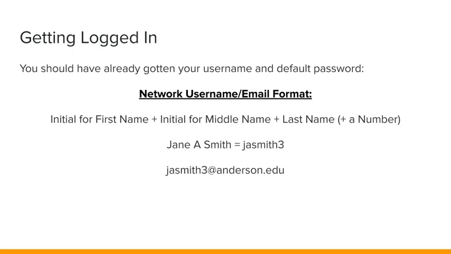We call this your network account. You should have already received an email with your username and default password. Usernames are a combination of your first initial and your middle initial, if you provided one, and your last name. We may have to add a number at the end if the username already exists in our system. For example, Jane A. Smith becomes J.A. Smith 3 because we've already had a few J.A. Smiths at AU. Your AU email address is just your username with @anderson.edu tacked on at the end.